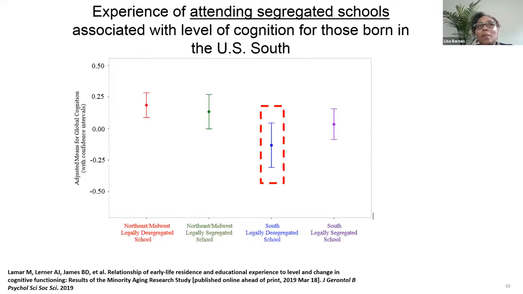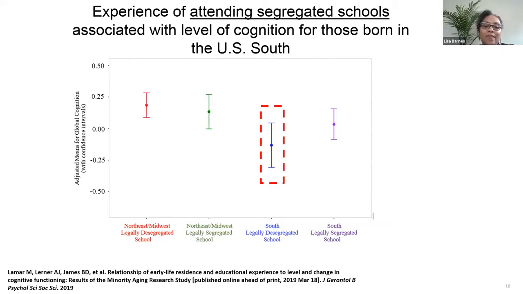Now, we also asked about their experience attending a legally segregated school, because as we know, this is an age cohort who would have attended school before or during the Brown versus Board of Education mandate, which outlawed segregation in schools. And while we didn't find a main effect of segregation on cognition, we did find this interesting interaction with place of birth, such that those who were born in the South and attended a legally desegregated school, so they went to school with other whites, had the lowest performance of any of the other groups.